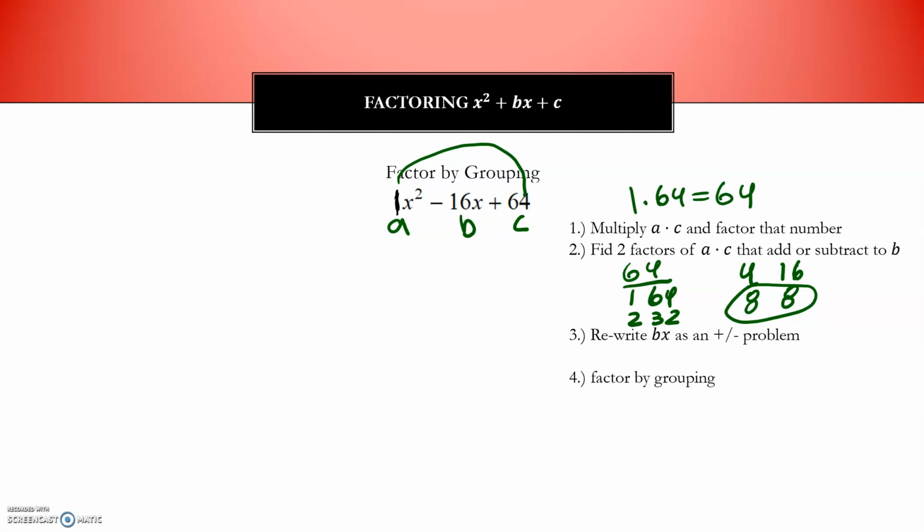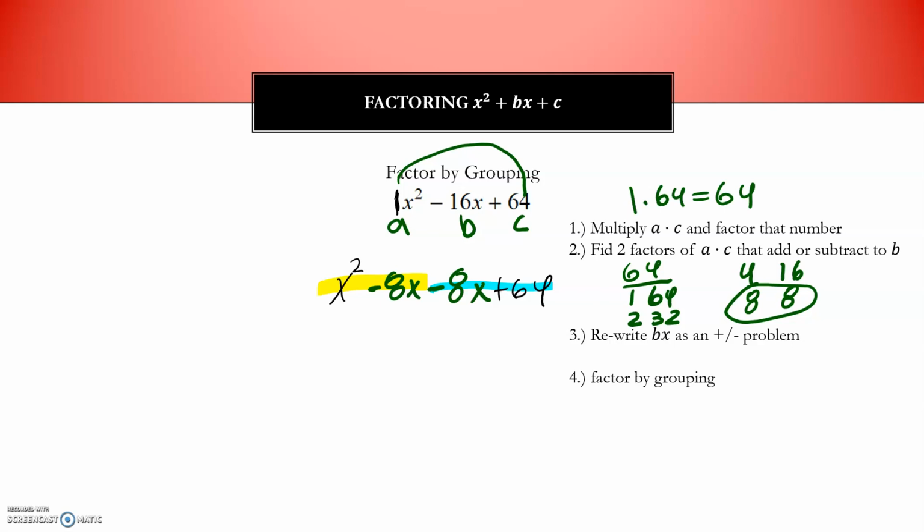Rewrite bx as an add or subtract problem. Okay, so we're going to take our x squared, and now if I want a negative 16 out of 8 and 8, they would both need to be negative, right? Negative 8 plus negative 8 is negative 16. So x squared, negative 8x, negative 8x, plus 64. And from here, I'm going to factor by grouping the same as we did in the last video, by taking the first two terms and the second two terms.